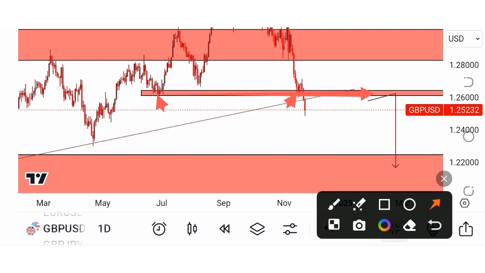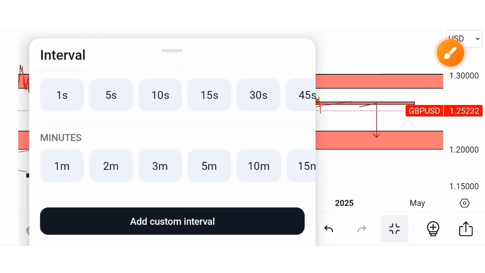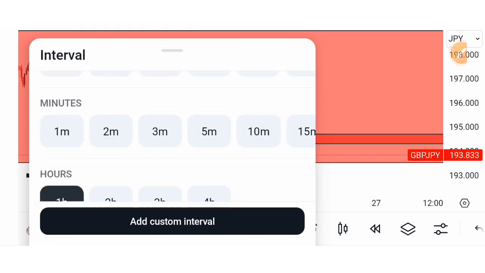So my expectation is that the market might want to come back and give us a retracement to this area over here, and this could be a very good area for us to anticipate those sells, hoping to take price to this support. Apart from that, that's all I'm seeing. Let's move on to GBPJPY, go to the higher time frame.